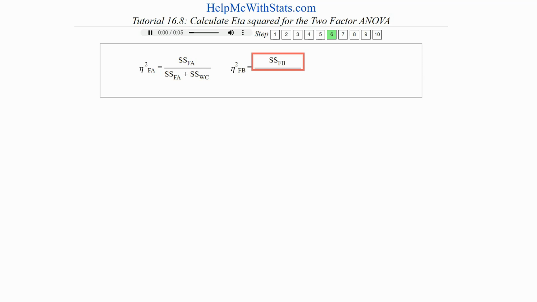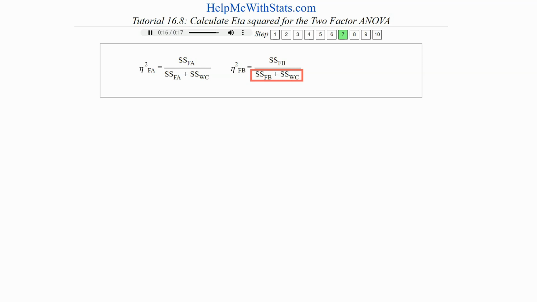Let's move on to the eta squared calculation for factor B. The numerator of the eta squared calculation is the sum of squares for factor B. The denominator of the eta squared calculation is the sum of squares for factor B, plus the within cell sum of squares, the error term. Recall that factor B and within cell variability indicate all sources of variability in the F ratio for the factor B effect.